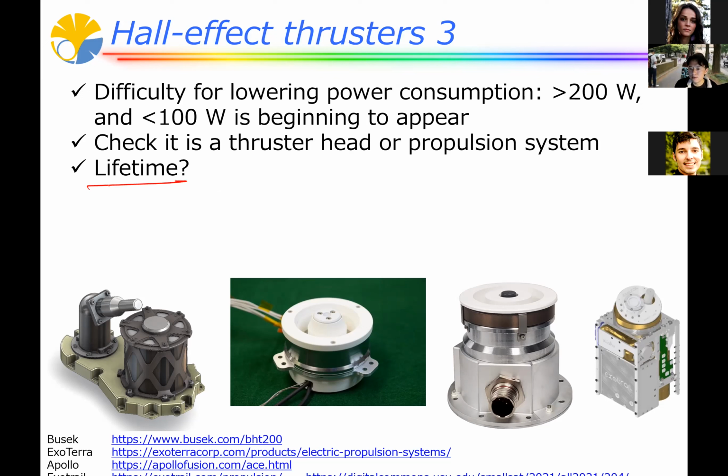And also, this is very important: lifetime. This is not only for Hall effect thrusters, but for all electric propulsion systems. Lifetime is a very important parameter, because we assume very long operation for electric propulsion. Then we can utilize its performance. Typically, 1 month, 2 months, or maybe 1 year of operation is required for electric propulsion. So lifetime is a very important parameter.